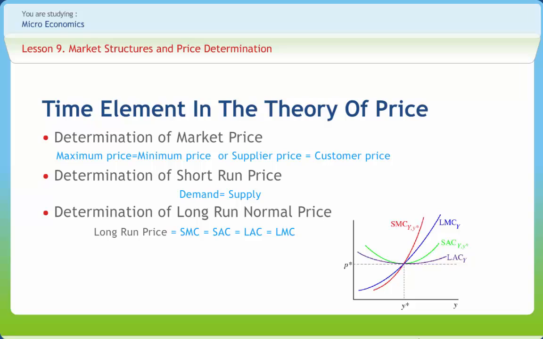Long-run price is also known as normal price. It is determined by long-run equilibrium between demand and supply, when the supply conditions have fully adjusted to the given demand conditions. Given the demand, a price will tend to prevail in the long run when the supply has fully adjusted, and that price is known as the long-run price or normal price.